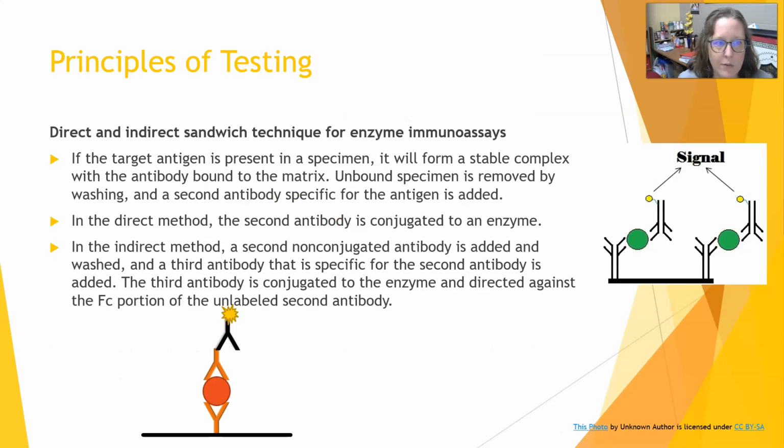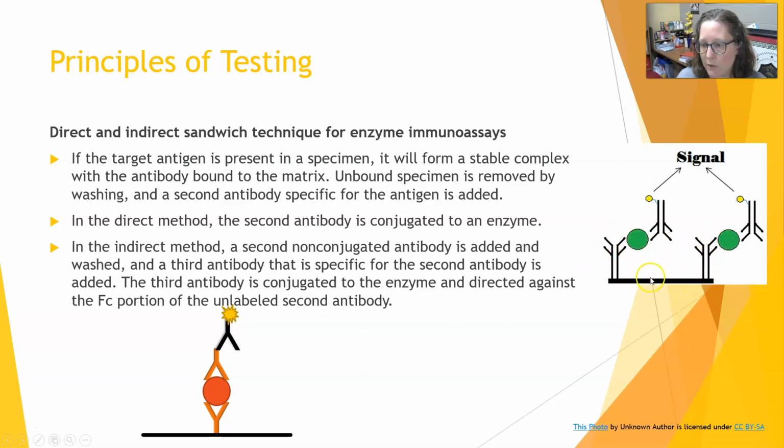Now the direct and indirect sandwich techniques for an enzyme immunoassay, which will have color changes. If the target antigen is present in a specimen, it will form a stable complex with the antibody bound to the matrix. Then unbound specimen is removed by washing, and a second antibody specific for the antigen is added. Basically, we're starting with the matrix, represented by the black line, with antibodies tagged on it.